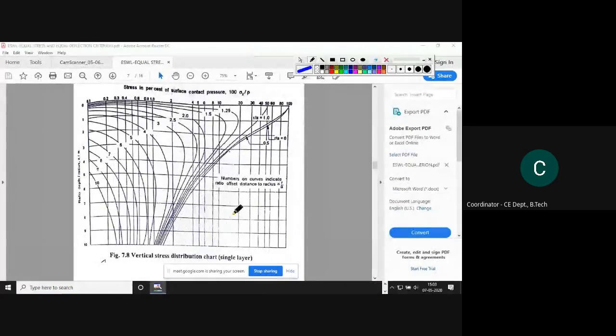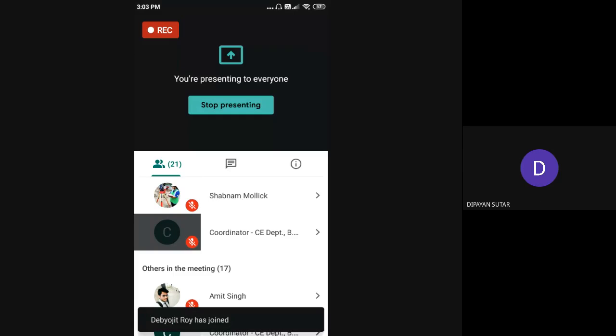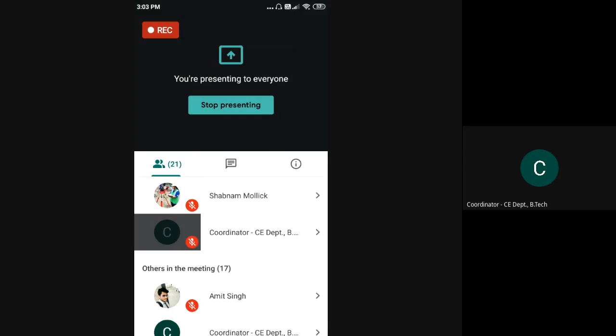Is the screen visible to everyone? Yes ma'am, visible. Okay. Now see, as I said, in order to get this value sigma z by p, what are the other parameters that we have to determine? First parameter is your z by a. See, it's given here.